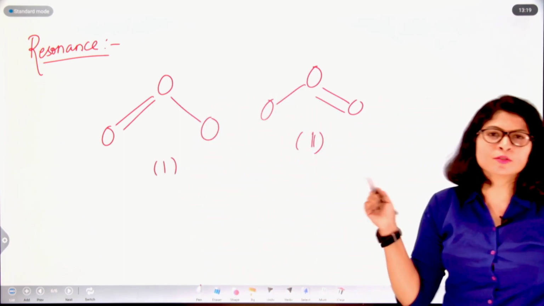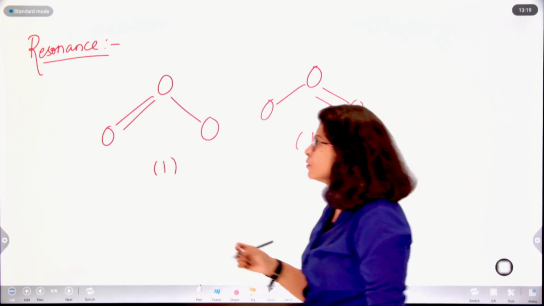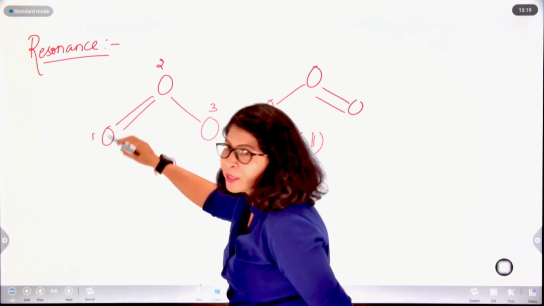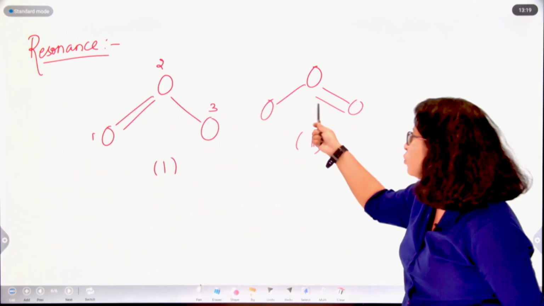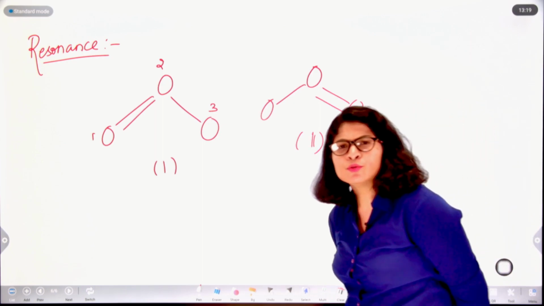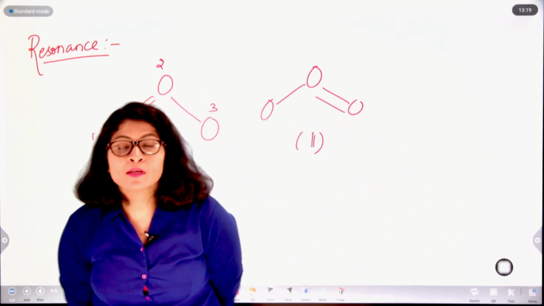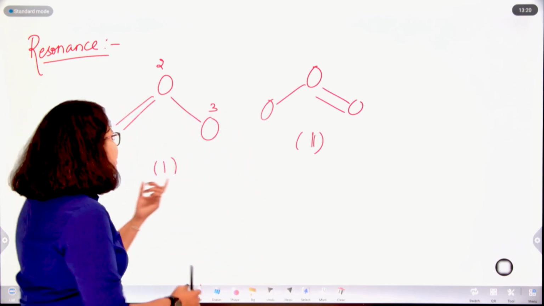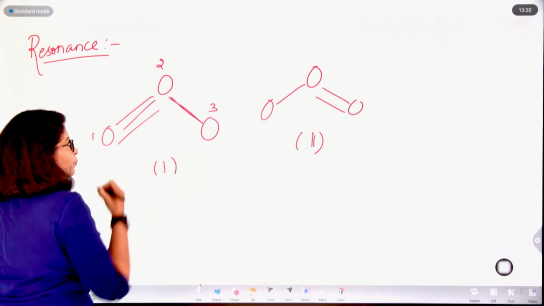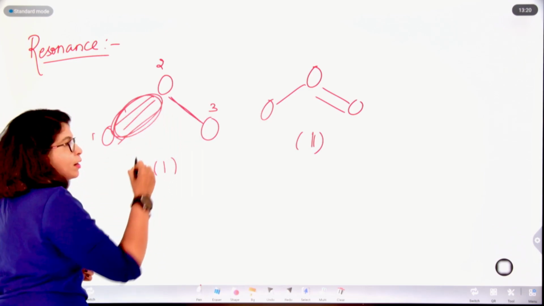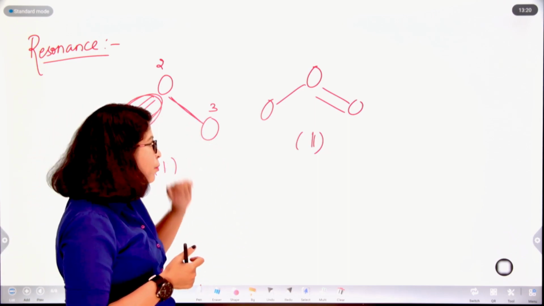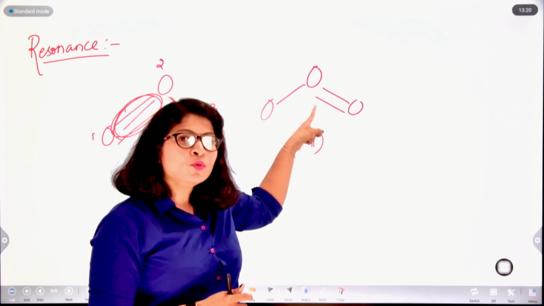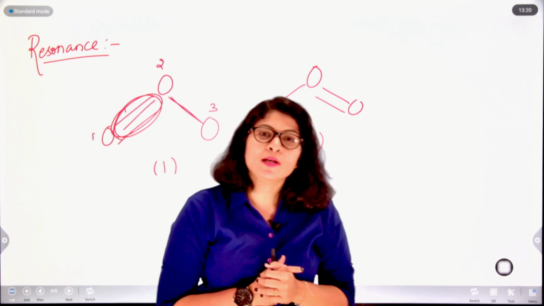Both the structures might look different to you, because suppose I am numbering these atoms 1, 2, 3. In the first case the double bond was between 1 and 2, in the second case the double bond is between 2 and 3, right? So there are two different ways to represent ozone, but what is the correct structure of ozone? Experimentally it was determined. This is the single bond, this is a double bond, so the double bond should be shorter than the single bond. But experimentally it was found that both bonds in ozone are of equivalent bond length.